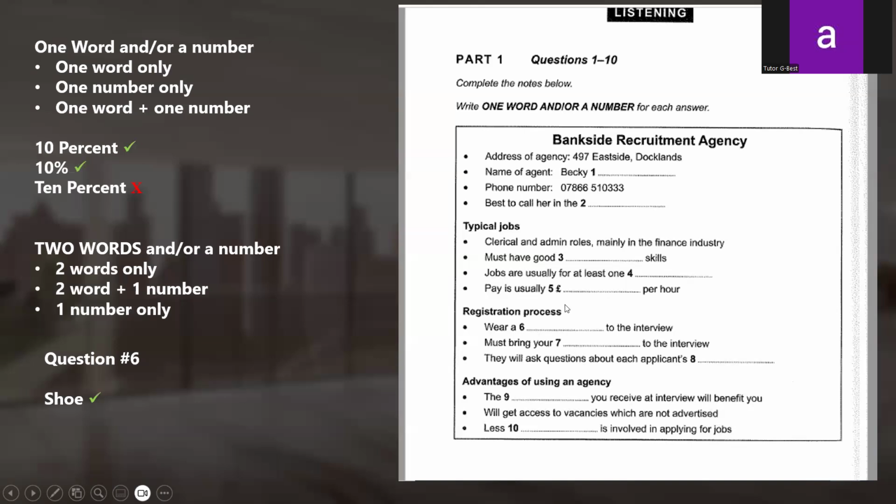Pick the word that, if you put it in the blank space, is going to make sense. For instance, "wear a shoe to the interview." Somebody will understand. It's better than "wear a black to the interview," which doesn't make sense grammatically. So if you hear two words and the instruction says one word and or a number, you prioritize and pick the word that makes sense when you put it in the blank space. You get the gist. So that's how you do it. Instructions are very, very important.